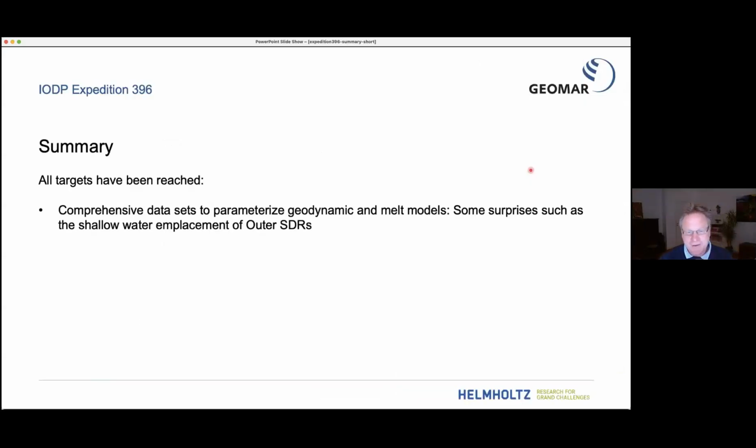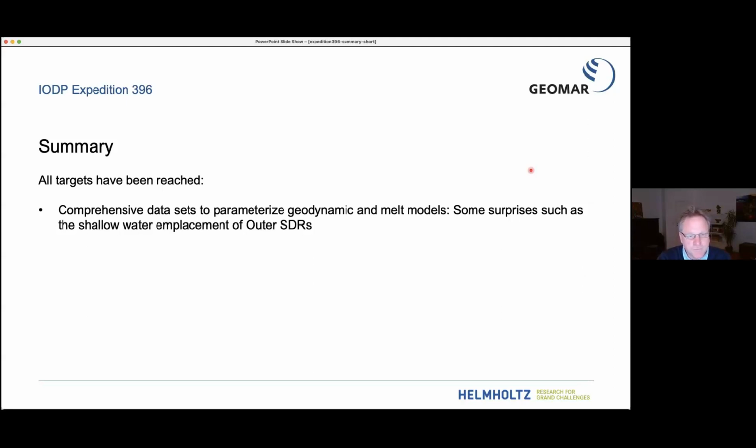Right, so a big variety of boreholes throughout this whole sequence, and we are sure that this drilling information of maybe 500 meters of new volcanics that have been drilled and about 600 meters of PETM sediments that we have recovered will help us to parameterize the geodynamic melt models.